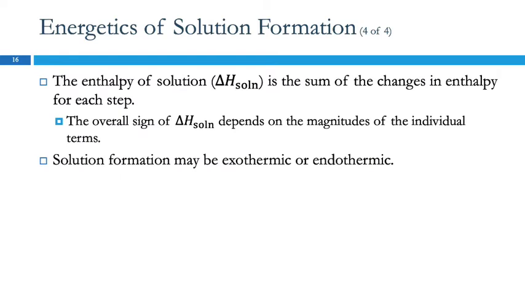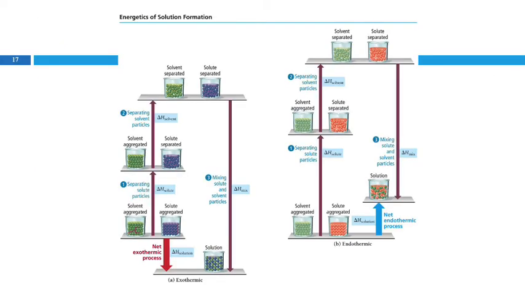So the energy change, or the enthalpy for forming that solution, is the sum of those three changes. And the overall sign is going to depend on which ones are bigger, right? So forming a solution can be exothermic or endothermic. It just depends on the relative strengths of all those intermolecular forces. So this looks like one of those Born-Haber cycle things, right?